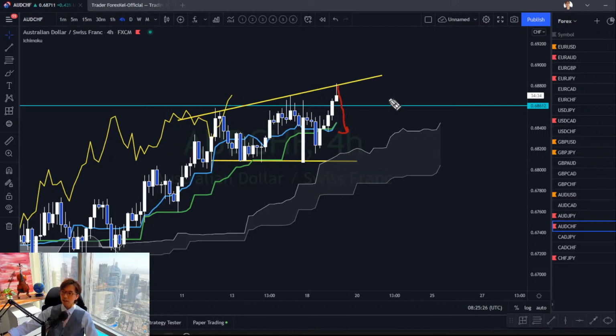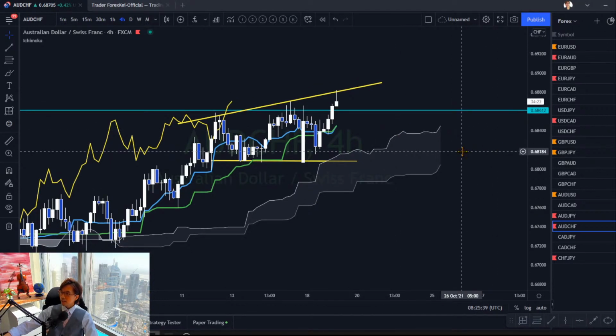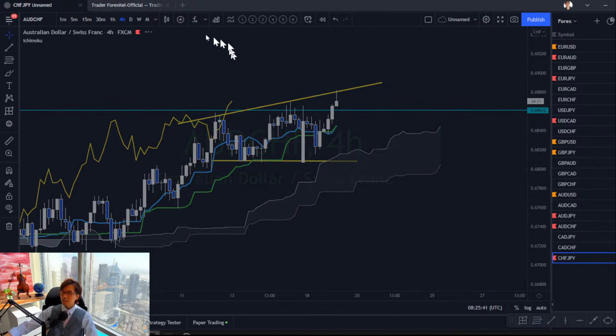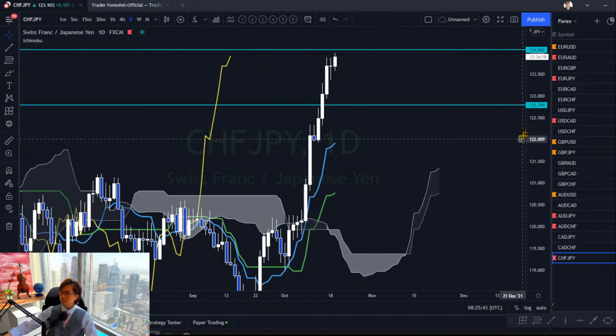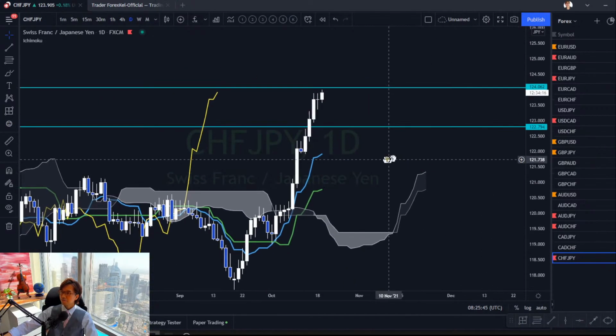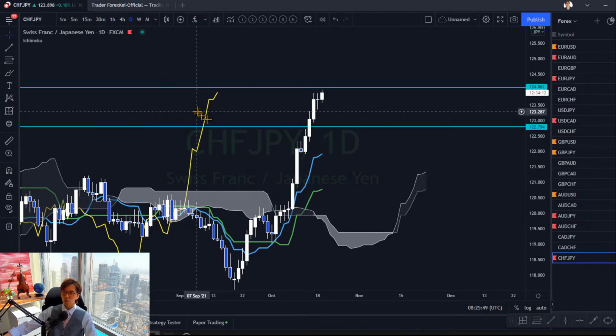But if you're trading Swiss franc, this one is also nice. Just based on the findings per Ichimoku, this is uptrending too. I just wanted to mention that also. Right, and the last one is Swiss franc JPY. If you look at the daily chart, this is also up. The Kumo's up, Tenkan-sen, Kijun-sen up, and Chikou span above the candles.